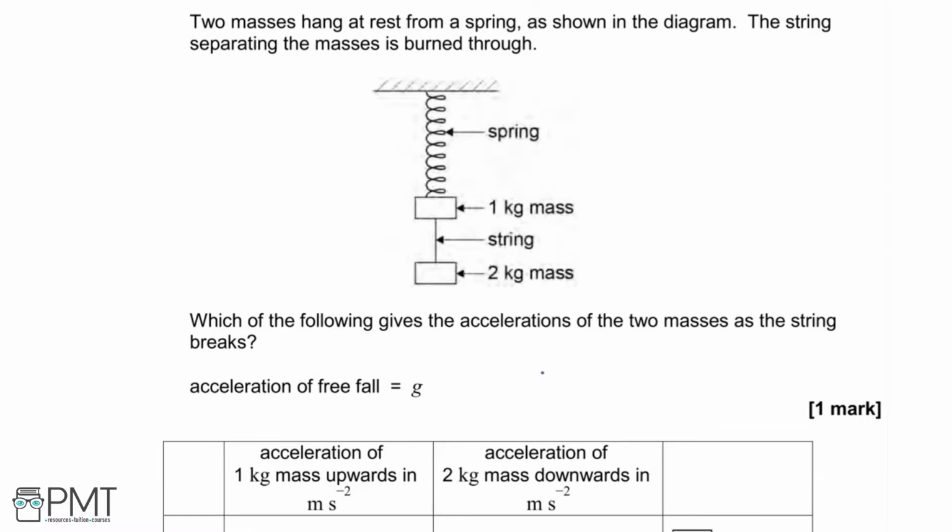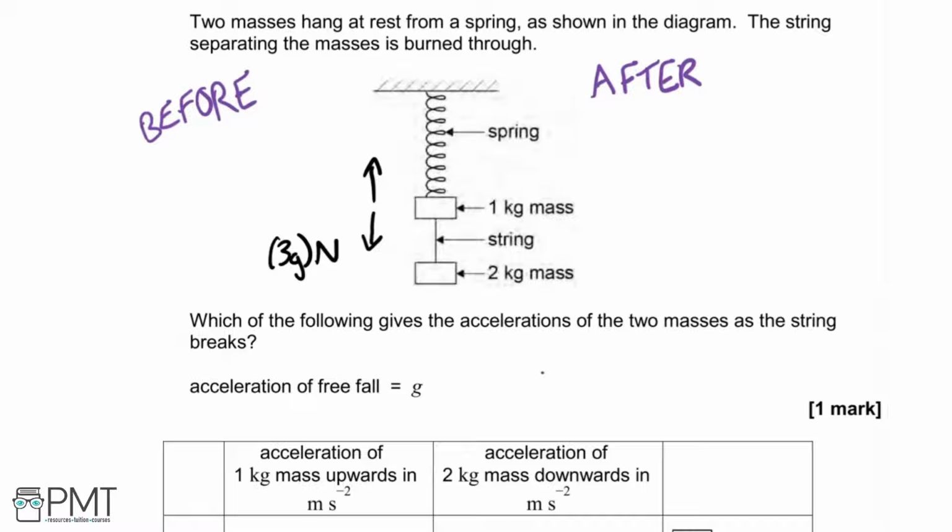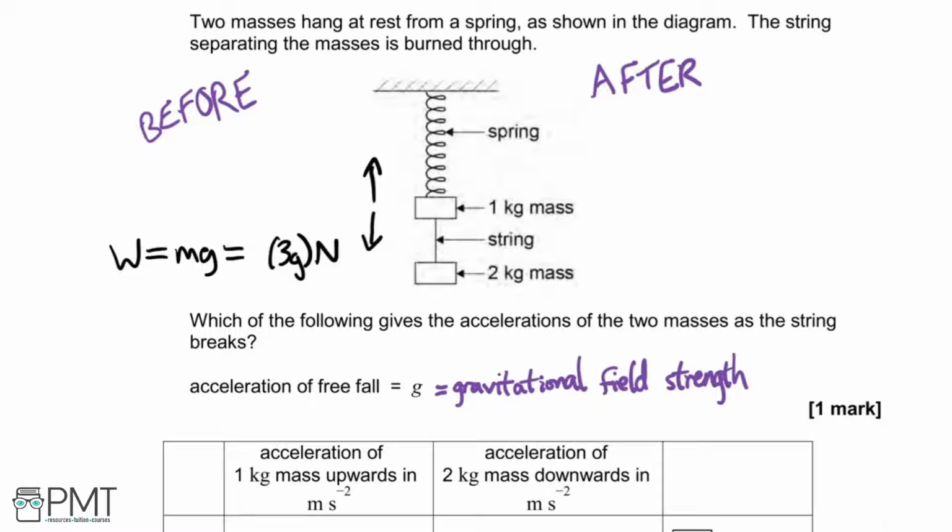Now, if we look at the forces acting before and after with this diagram, initially, the mass or the bottom of the spring is going to be in equilibrium because it's at rest. The downward force, or the weight of the two masses, is going to be 3g newtons. Bearing in mind that W is equal to mg, or weight equals mass times gravitational field strength, which is also just g. This will mean that the upward force provided by the spring is going to be 3g newtons as well.